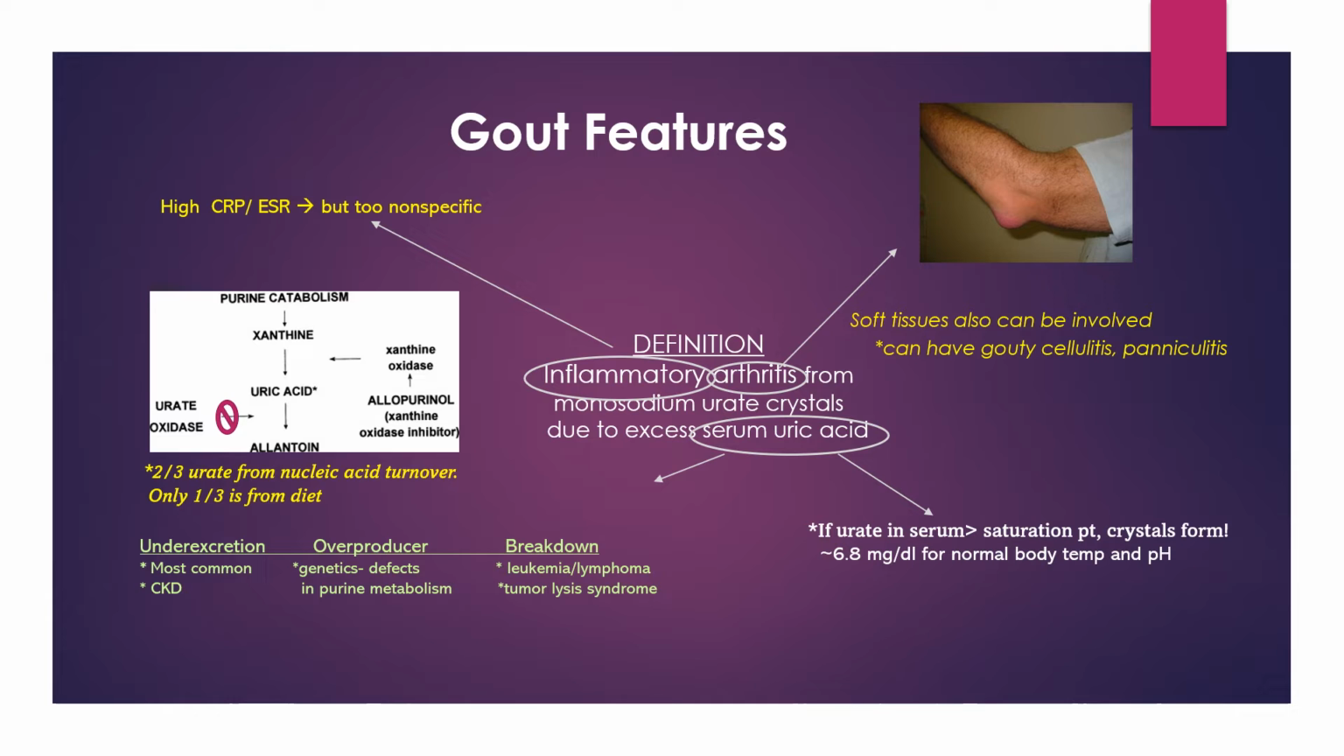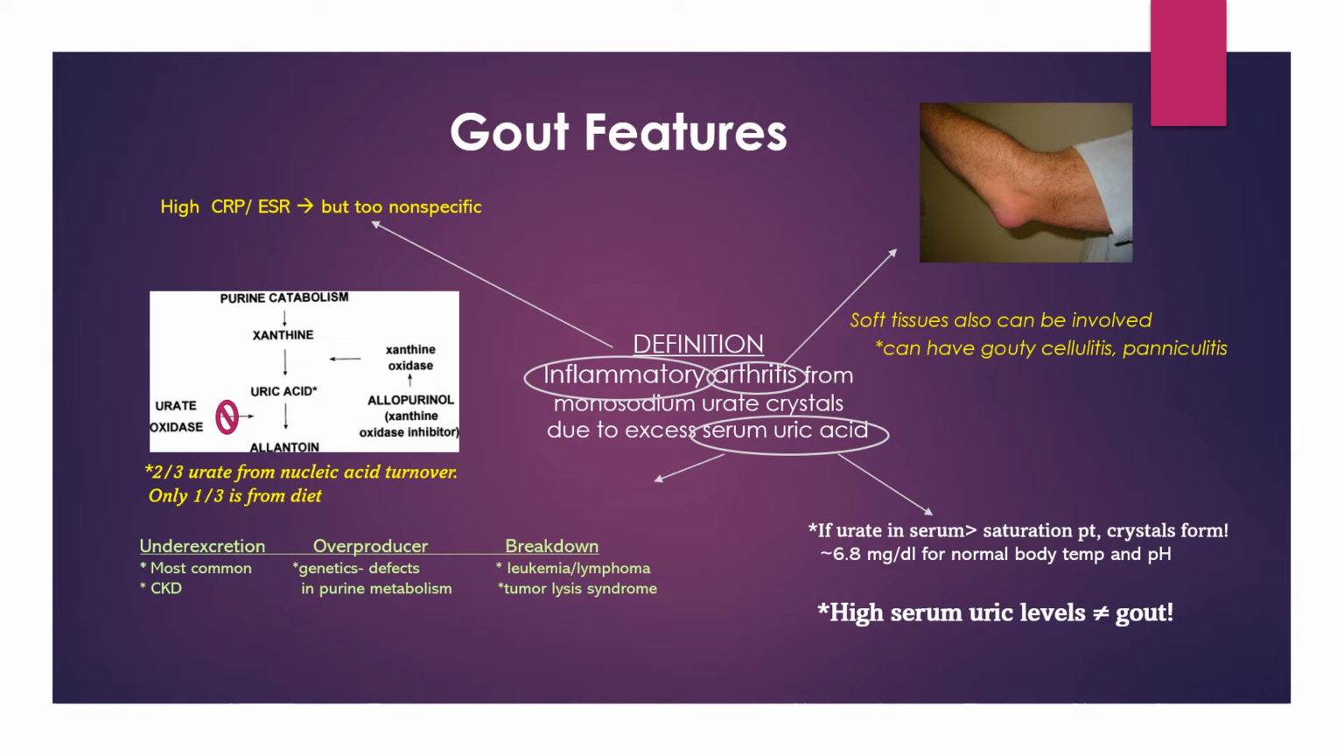Okay, some more things here to know is that if uric acid is high in the serum, past a certain saturation point, that's when crystals form. So on average, that's about 6.8 milligrams per deciliter for a certain body temperature and pH. That can change. But one very, very important thing to know is high serum uric acid levels does not equal gout.